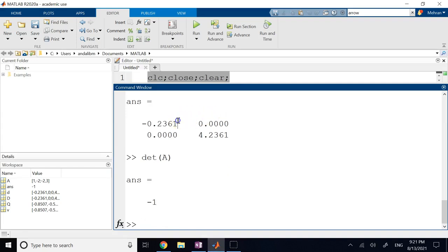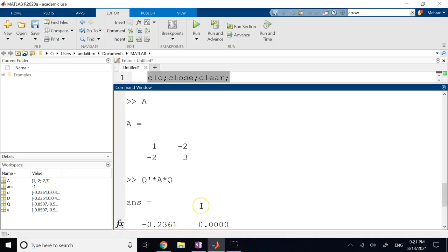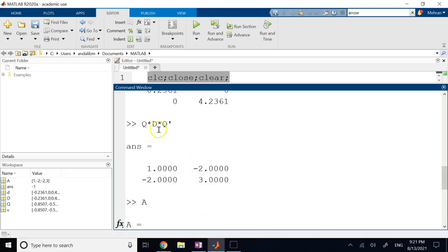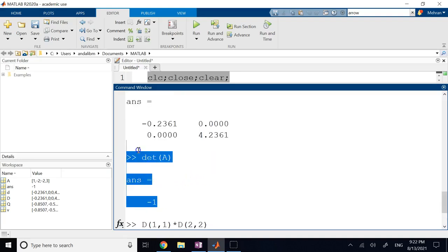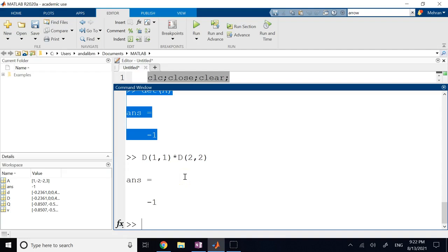Now, what if I multiply these two eigenvalues by themselves? So basically, I need D11 and D22. Look, D11, the first eigenvalue, times D22, the second eigenvalue. Here we go. You see, the product of eigenvalues is the same as what? The determinant of the matrix. Right? And you can see that.